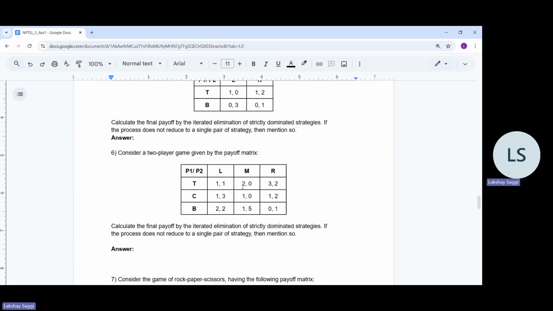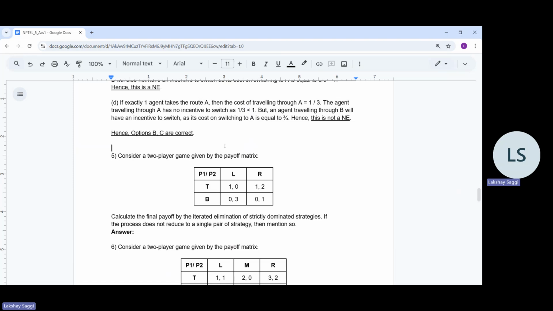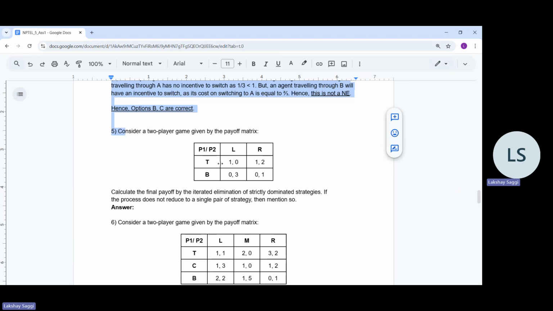Then again, we come to some of the games, and this will be of a different flavor. Here we are not asking about the Nash equilibrium for this problem, but whether we can arrive at the final Nash equilibrium by strictly identifying strictly dominated strategies. The fifth problem says that we are given a two-player game, and we have to calculate the final payoff by iterated elimination of strictly dominated strategies.